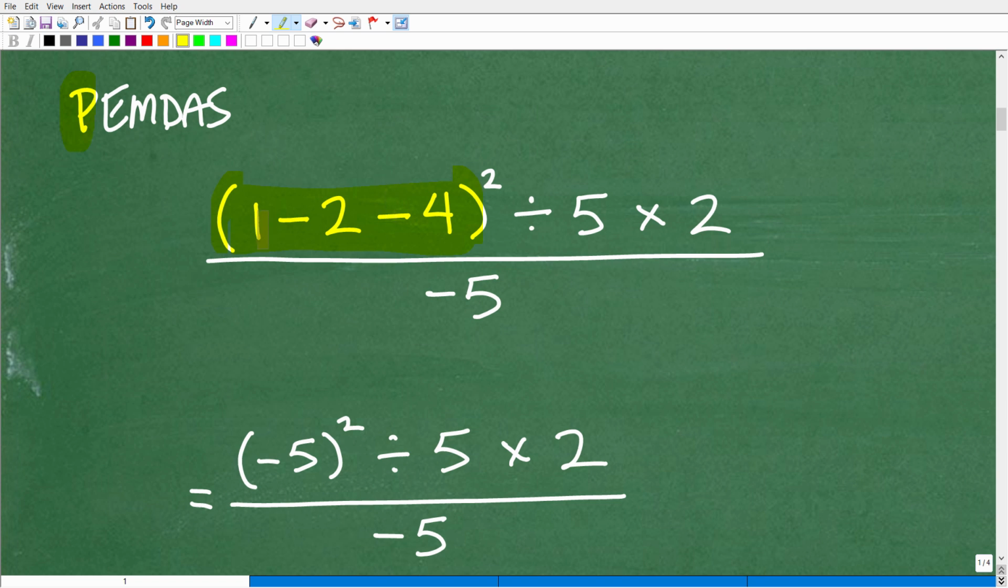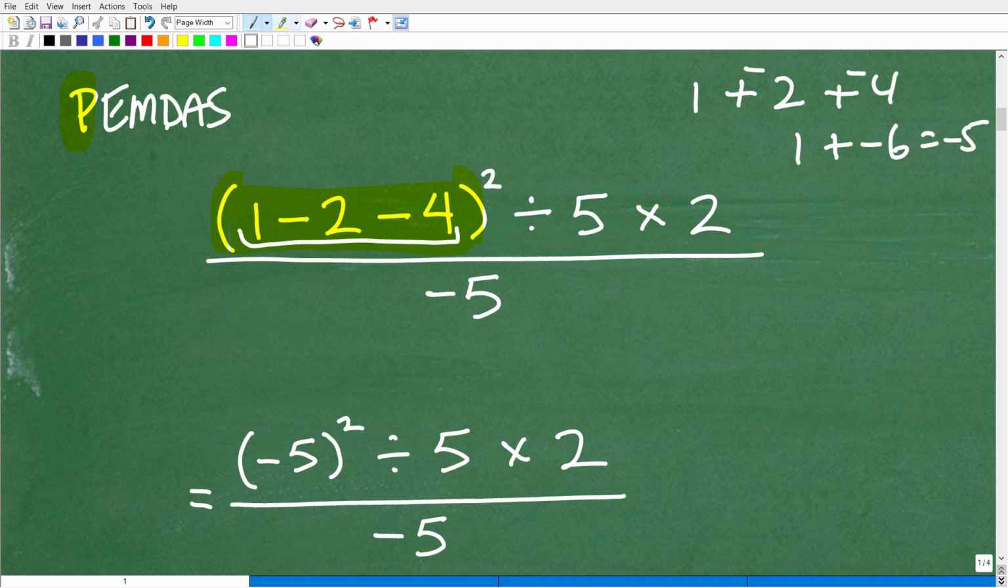Okay, so what is 1 minus 2 minus 4? All right, well, 1 minus 2 minus 4. You can turn these negatives into plus negatives, okay? But hopefully you'll see that this is 1 plus negative 6 or negative 5. So all of this is negative 5. So that's what we ended up with in our parentheses. So once there's nothing to do in our parentheses anymore, we move on to our next thing in our checklist.